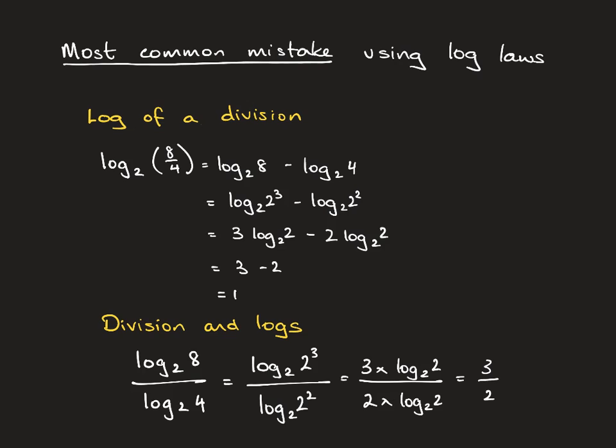And it looks like this. As you can see, when you bring the power out the front, you're left with log to the base 2 of 2, which is 1, and 2 times log to the base 2 of 2, which is 1. And so the answer is 3 over 2. So you need to be really careful with your inner monologue around log of a division and division of logs. Don't get caught out with this mistake.